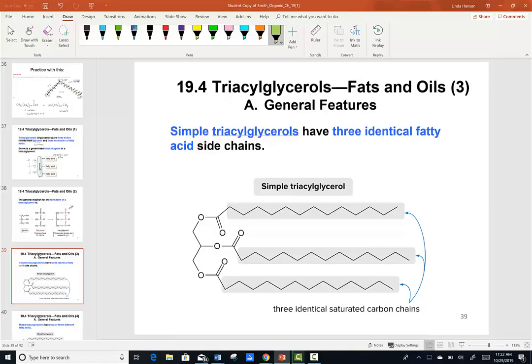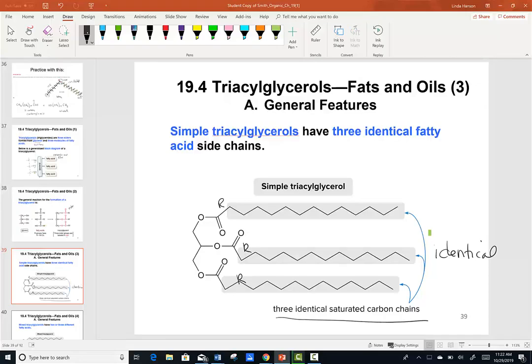We can talk about simple triacylglycerides that are easy to identify based on the fact that the 3 carbon chains coming from the carboxylic acid group, the fatty acid groups, were identical. So here I go, identical fatty acids. So in your general structure, this would be R, R, R. There is nothing unique about them.